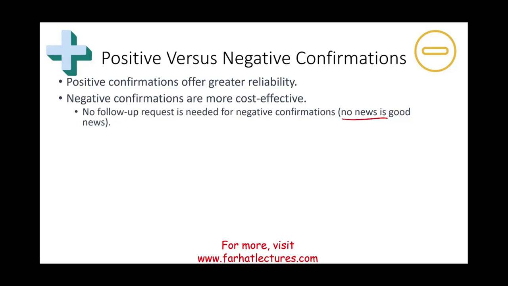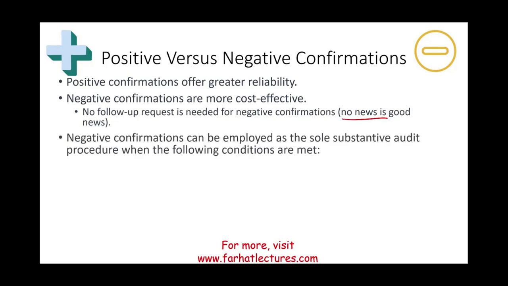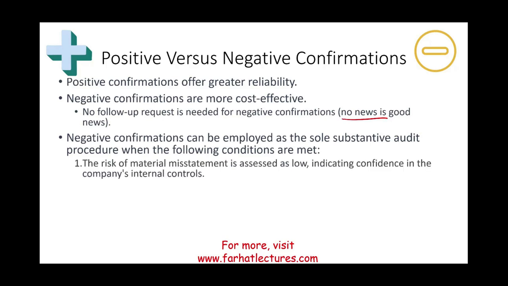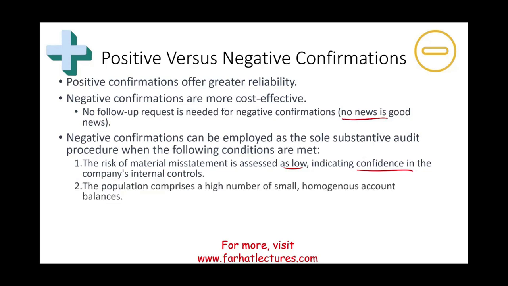Now, bear in mind, negative confirmation can be employed as the only substantive procedure when the following conditions are met. You cannot just send always negative. First, the risk of material misstatement is assessed low. It means inherent and control risk are low, indicating confidence in the system and the internal control of the company. The population comprises a high number of small homogeneous accounts. So you're dealing with low balances, maybe $400, $300 balances, and most of them are that low, and it's a high number of them. And there's a low exception rate anticipated by the auditor, and you think those figures are correct. There's no reason to doubt them, because you have a good control.